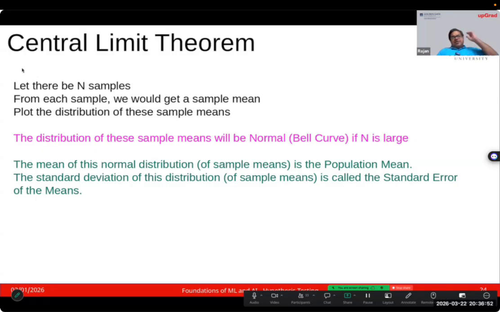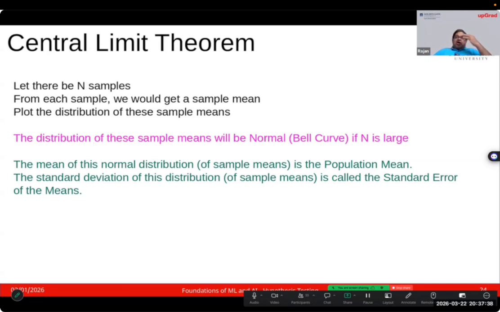The central limit theorem says that if you have a large number of samples and you take the means from all these samples, then these means will fall on a bell curve, on a normal distribution. When n is large, when you have 100 samples, when you have 500 samples, the distribution of these sample mean values falls on a normal distribution.